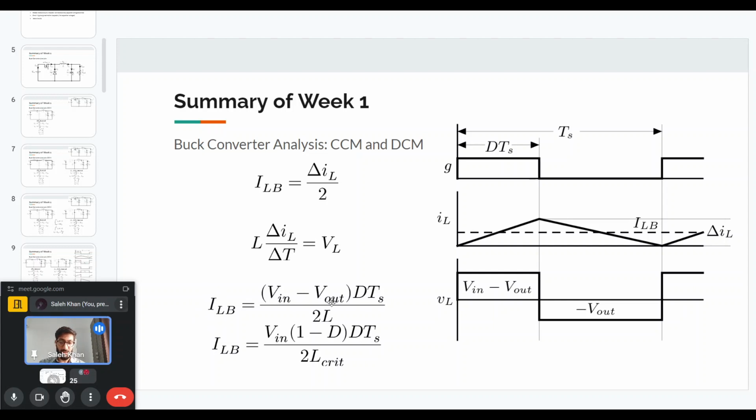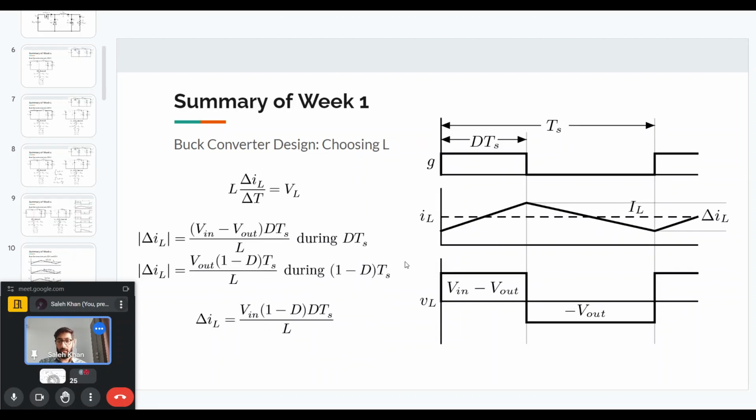In the last equation, I have just substituted V out as D times V in, so that we get the equation in terms of V in, the duty, the switching time, which we can get from the switching frequency, and the inductor value. And this value of inductor is called the critical value of inductance. Because if the inductance is less than this value, then basically the converter will go into DCM before this value of inductor current. So if we want to have a minimum current, that is ILB, the inductance value must be greater than the L critical value. And we will see that as an example in the problem solving session.